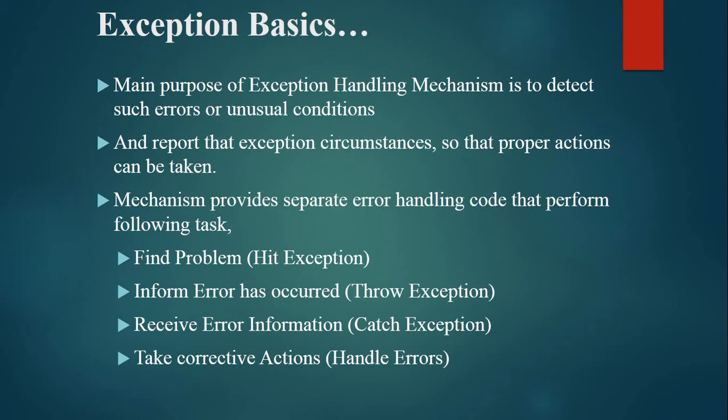The mechanism provides separate error handling code that performs the following tasks. First of all, if we find the problem, that is known as hit exception. If we inform that an error has occurred, that is throw exception. If we receive the error information, that is catch exception. And if we take corrective action on that exception, that is handle errors. So first it is hit exception, then throw exception, then catch exception, and lastly the exception is handled.